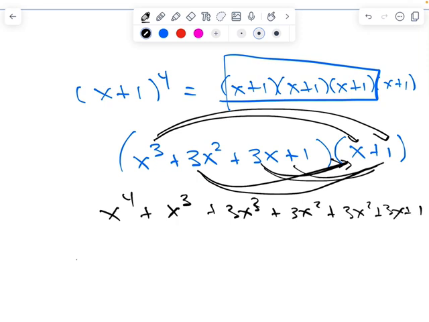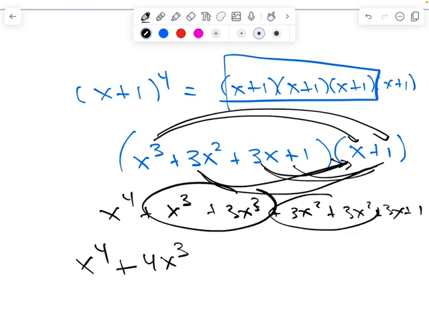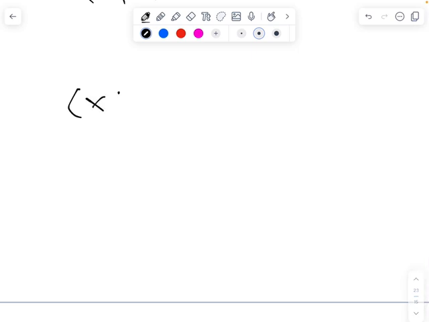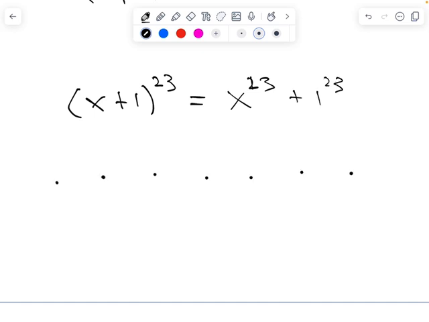So once we combine like terms, we have x to the 4th plus 4x cubed plus 6x squared plus 3x plus 1. So you can imagine if we have something like this, x plus 1 to the 23rd, what is that going to look like? Well, we can definitely say it's not going to be x to the 23rd plus 1 to the 23rd. In fact, we know it's going to be some huge thing with lots of terms, and it would take us a long time to figure out.